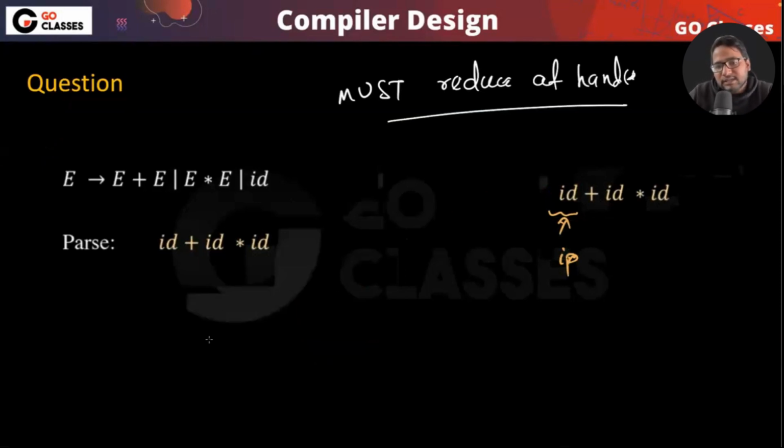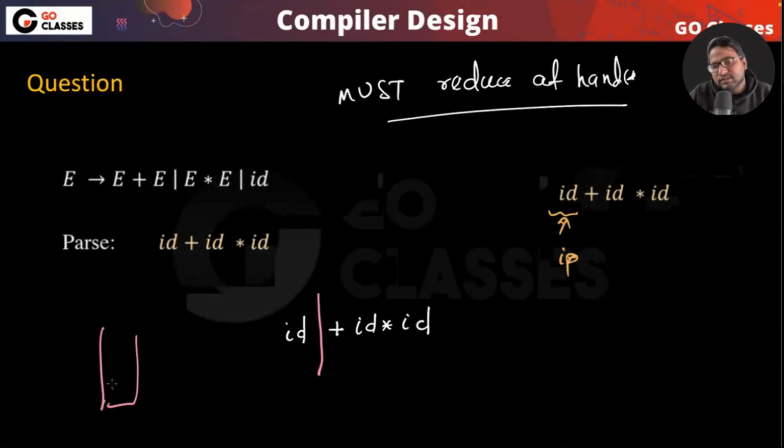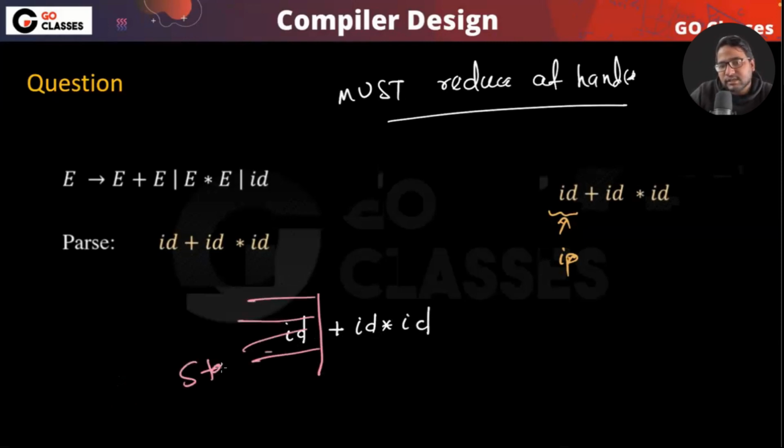So let's just say that I'm maintaining a stack. I have this ID. If I read it, then I will push it in the stack. And what is the remaining input? This is the remaining input. Now this ID I have read, that is in the stack. Just for simplification, I'm not writing the stack separately. I'm just putting a vertical bar. Left of the vertical bar is my stack. This is the stack. Is this fine?